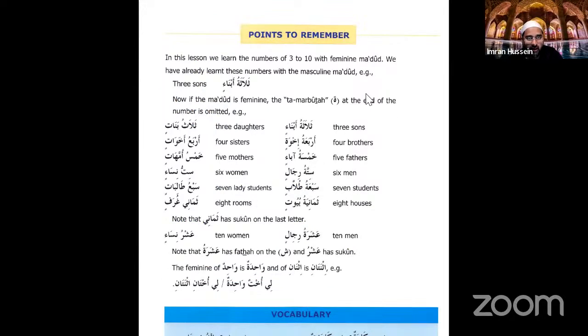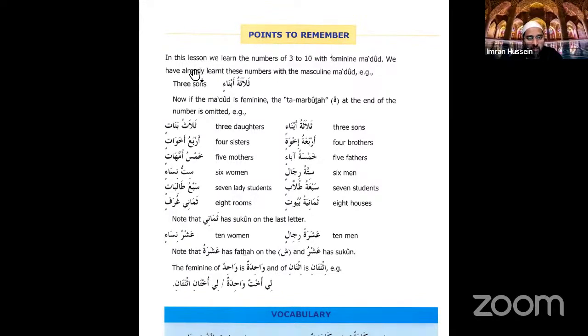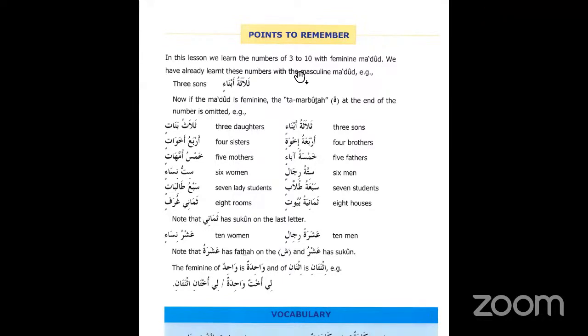Right. Now I'm going to ask Sister Razia to come on the mic. These are the points to remember. It covers lesson number 9 and 10 for you. Bismillah, you can read. In this lesson, we learn the numbers 3 to 10 with feminine ma'dud. We have already learned these numbers with the masculine ma'dud.